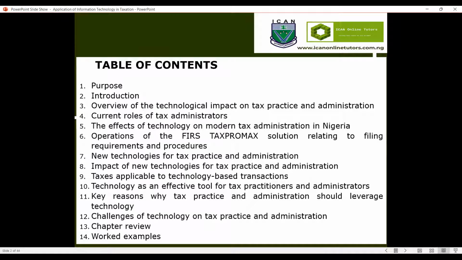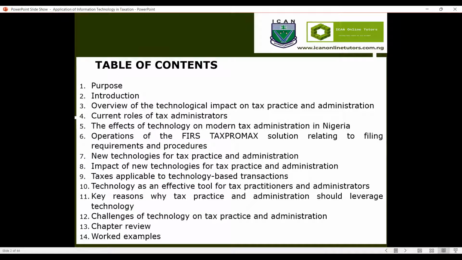The FIRS tax programmes is the recent application, locally built software adopted by the FIRS for ease of tax administration. After that, we are going to look at this for tax practice and administration. We shall take the impact of new technologies for tax practice and administration. Taxes applicable to technology-based and technology as an effective tool for tax practitioners and administrators.